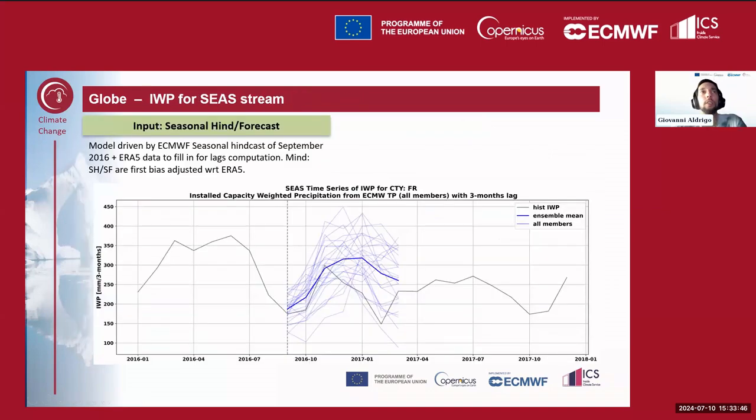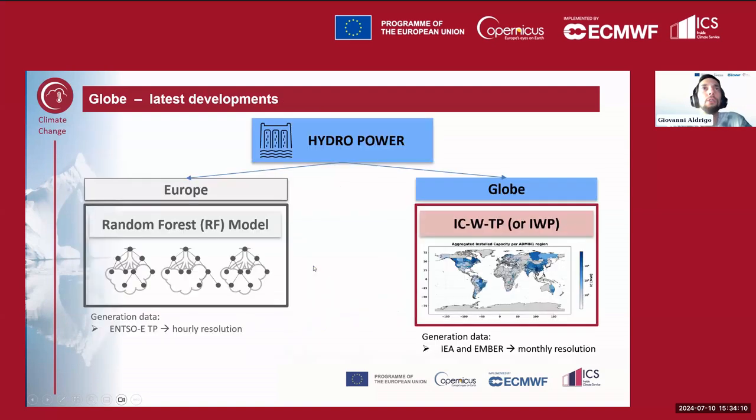And this is just an example of a seasonal run. Again, September 2016 by ECMWF, using again temperature and precipitation lagged, and again using ERA5 to fill in for the lag computations of these variables. And okay, so I guess we can go to the latest developments.